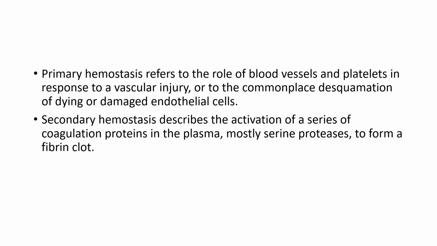Right, so hemostasis is categorized into two. It can be primary or secondary. When we say primary hemostasis, this is when the blood vessels and platelets respond to an injury, vascular injury. Right, and then when we say secondary hemostasis, this is when the coagulation factors are activated to form a fibrin clot. So in short, primary hemostasis involves the blood vessels and the platelets, and then secondary hemostasis is the second step, which is the subsequent step, which is the activation of the coagulation factors.